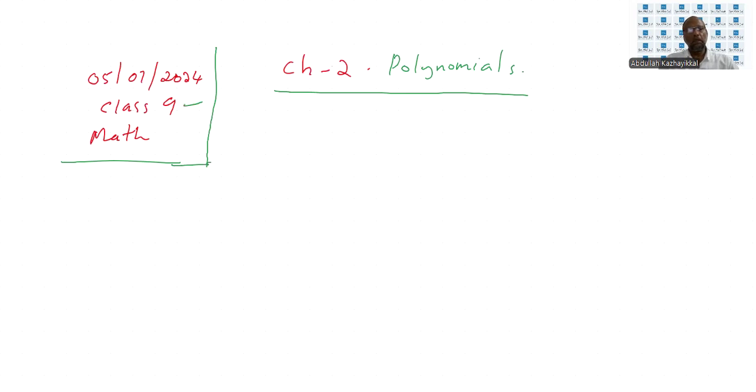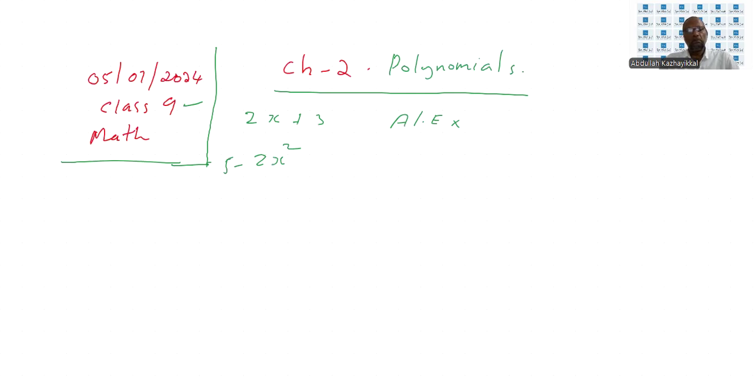We studied 2x plus 3. What is this? It is an algebraic expression. Then after that we studied 2x or 12x or 20x, 5 minus 2x. It's also an algebraic expression. Suppose this is 2x square. This is an algebraic expression.